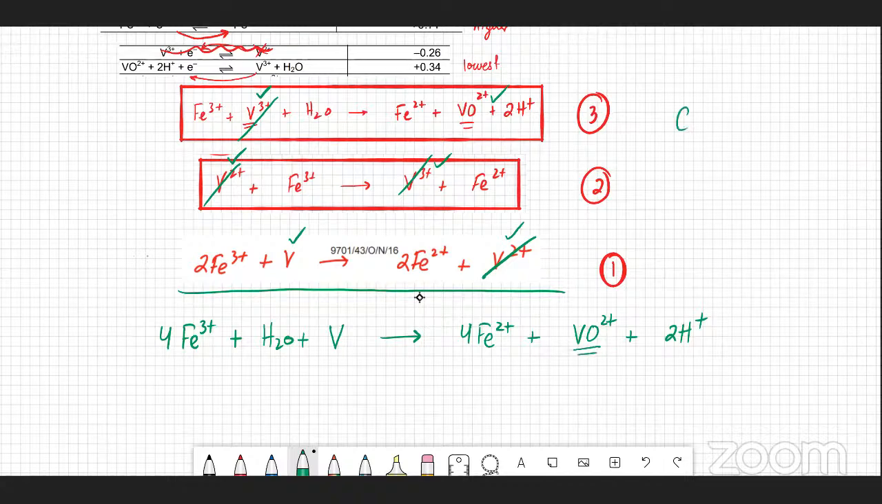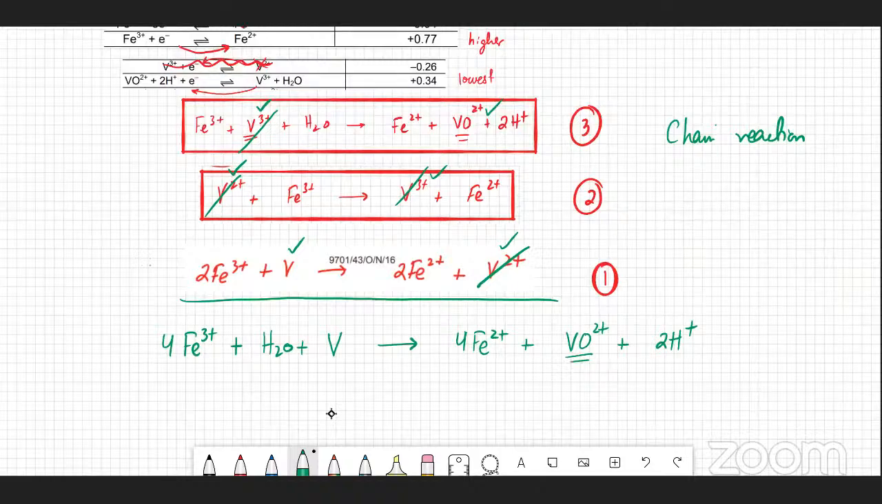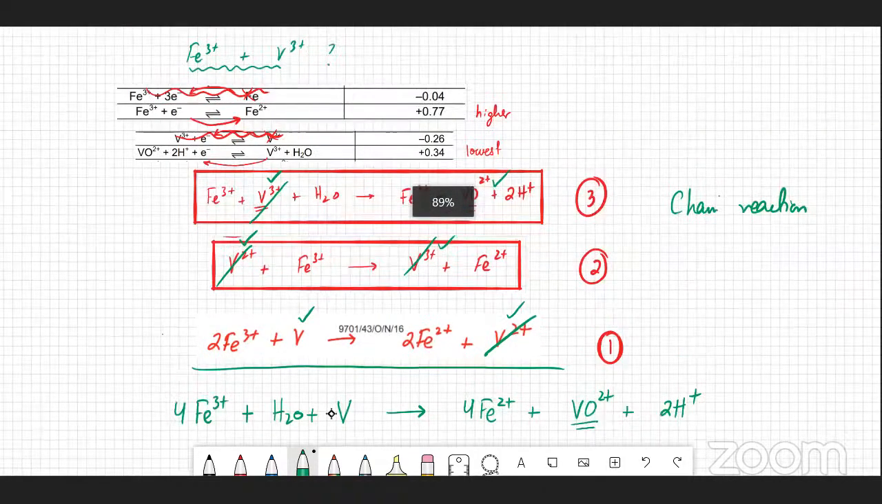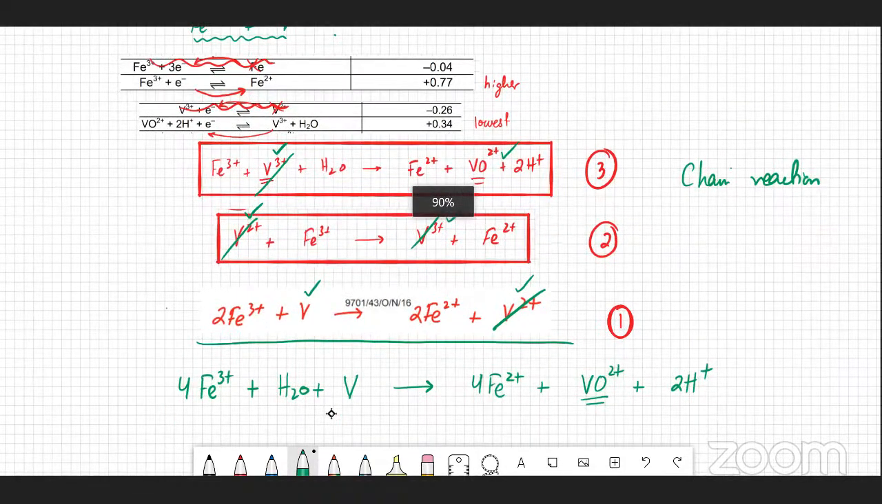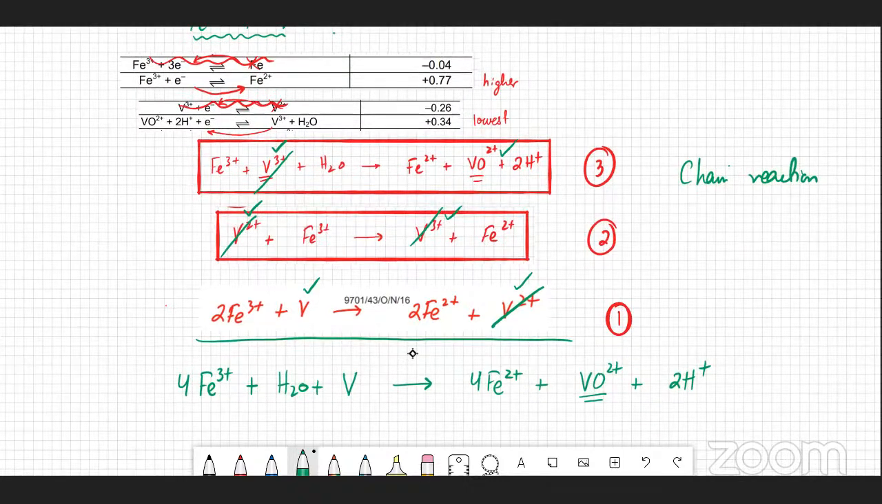Now this was an example of a chain reaction. You don't have a lot of examples like this. Okay, and it's a lot of working for it. I mean, there's no simple shortcut for this. This is a lot of working for a 2-mark question. ठीक है, it's a lot of working for a 2-mark question.